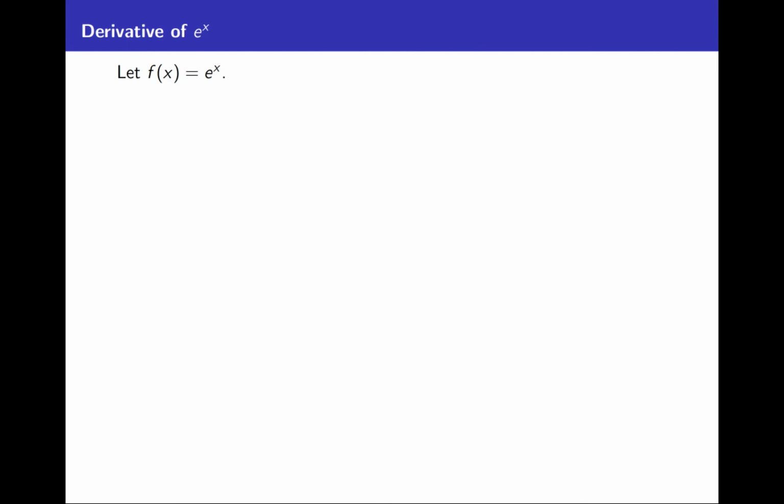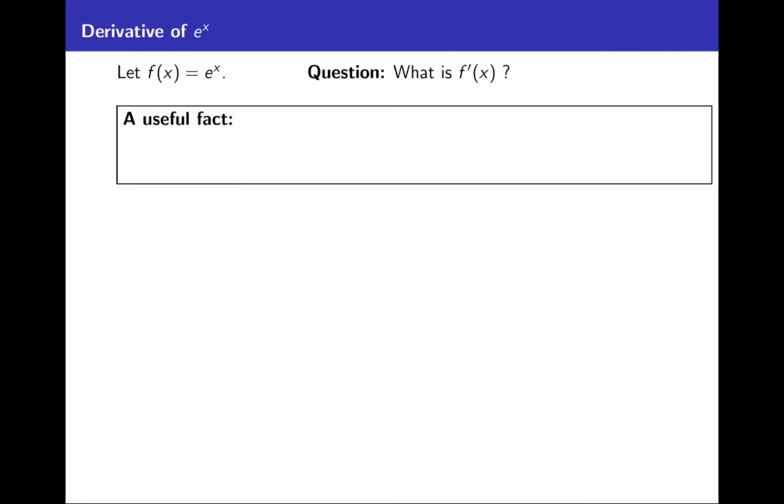We wanted to find a formula for the derivative of e to the power of x. So to do that, let's let f of x equals e to the power of x. And the question we're trying to ask is, what is f prime of x? Now, in doing this, we'll use the definition of the derivative to get an answer. But in so doing, a certain limit is going to pop out, and I want to tackle that limit now in this box. I'm going to label this a useful fact.